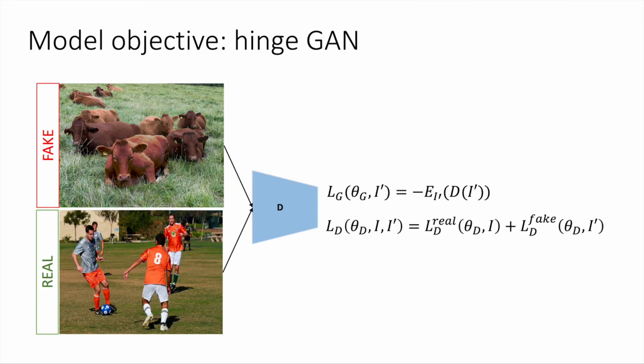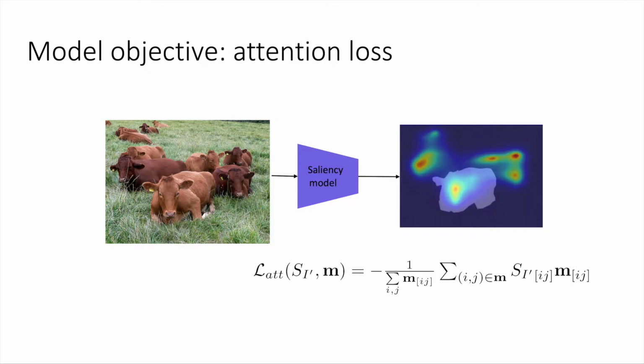A hinge GAN loss during training maintains that the image transformations are realistic. An attention loss simultaneously attempts to maximize the saliency in the masked image region. The two losses compete to produce a final image that redirects observer attention while maintaining subtlety in the image edits. Let's take a look at some sample results.